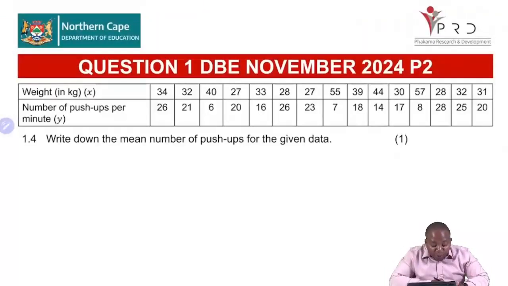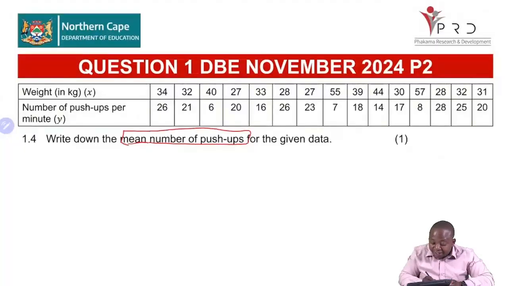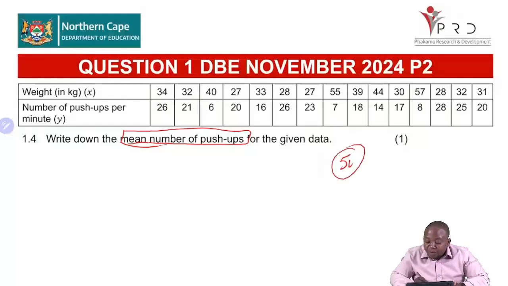Right. Let's proceed to 1.4. Now 1.4 says write down the mean number of push-ups for the given data. So what are we looking for? The mean. But for what? For the number of push-ups, we need to be very, very vigilant here. In most cases, the mean we're working with is X bar, which is the one for weight. But in this case, they're looking for the one for push-ups. The one for the push-ups is going to be our Y bar.